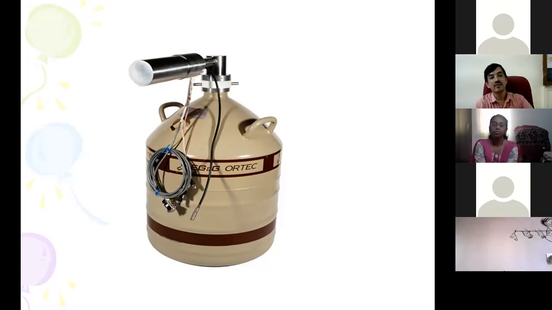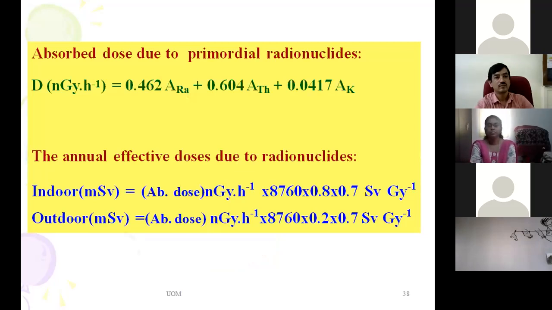But the counting will be for a longer time, because the activity from the natural sources is very, very small. And because it's very small, it should be shielded properly with lead shielding, and also counting duration will be for a long period. It means say 7 hours, 10 hours, etc. We have to count. By knowing the concentration of radium, thorium, potassium, observed dose, and several other parameters can be calculated.